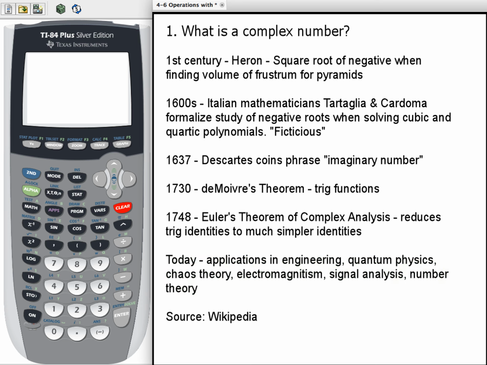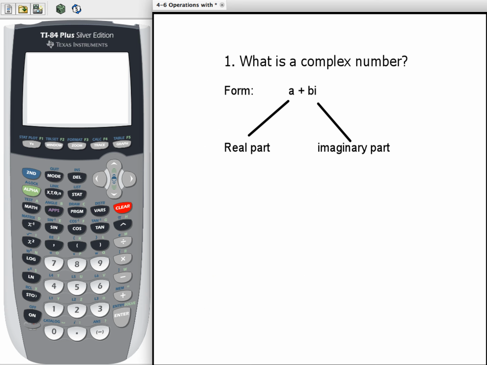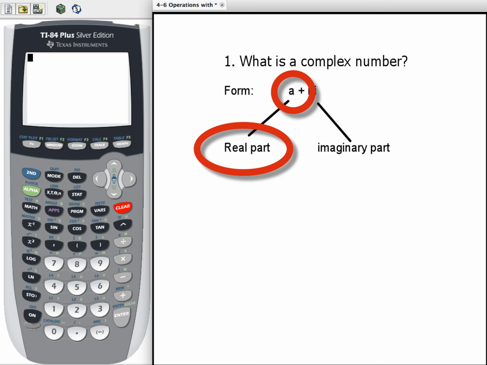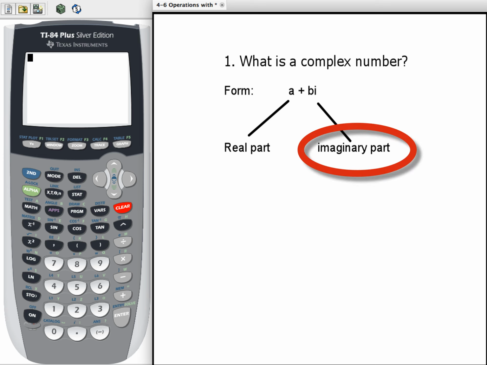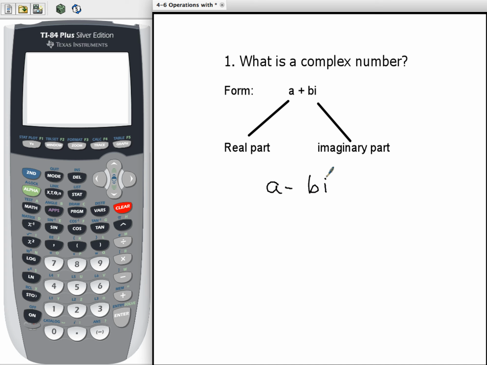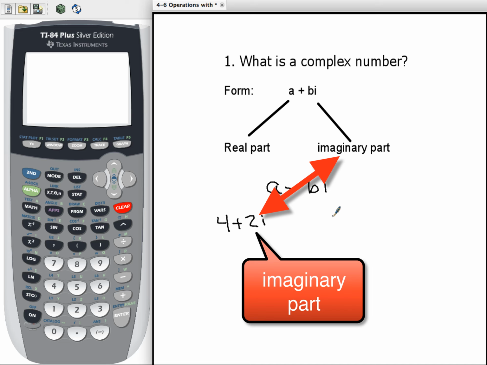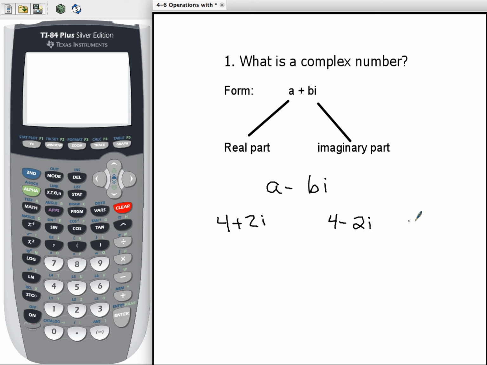So let's take a look at what is a complex number. Real quickly, it's just in this form, a plus bi. There's a real part, which is the a, and then there's the imaginary part, which is the bi. Now you could also write that like this, a minus bi. So if you had a complex number, say 4 plus 2i, the real part is 4, and the imaginary part is 2i. If you had 4 minus 2i, then again, your real part would be 4, but this time your imaginary part would be negative 2i.